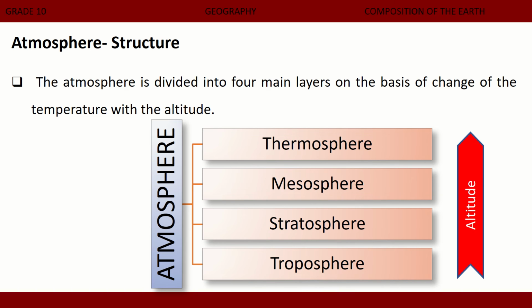Structure of the atmosphere. The atmosphere is divided into four main layers on the basis of change of the temperature with the altitude. In certain layers, the temperature is increasing with the altitude, while in certain layers, the temperature is decreasing with the altitude. We can see four main layers: troposphere, stratosphere, mesosphere and thermosphere.